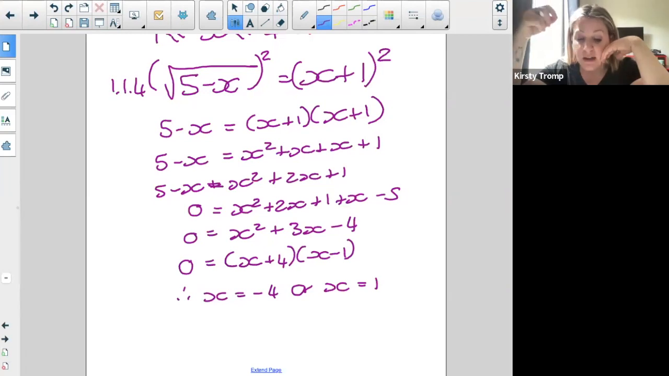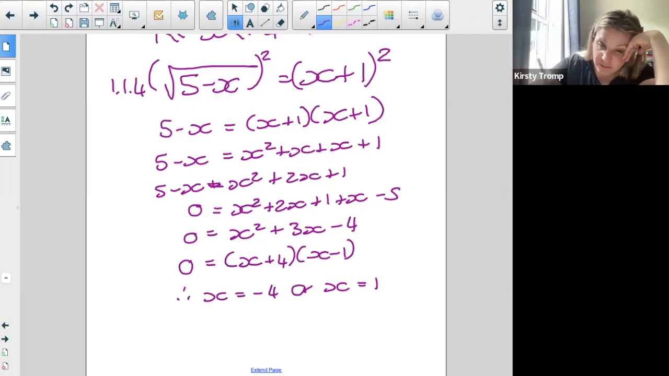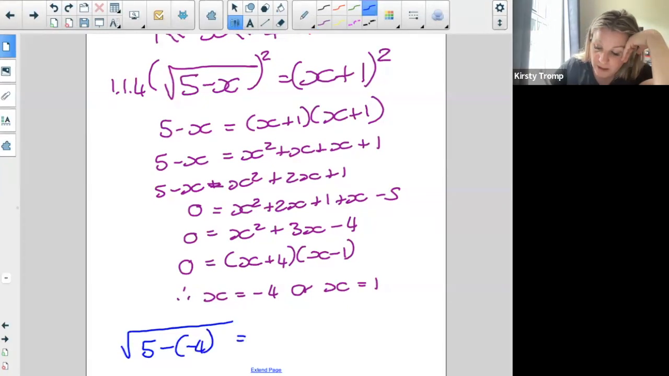So I've got 5 minus negative 4, square rooted. We need to go check whether these answers work or not. So I'm just going to do a check here on the side. The square root of 5 minus negative 4 would give me the square root of 9. Again, I don't have my calculator on me, sorry, guys. That would give me plus or minus 3 here.